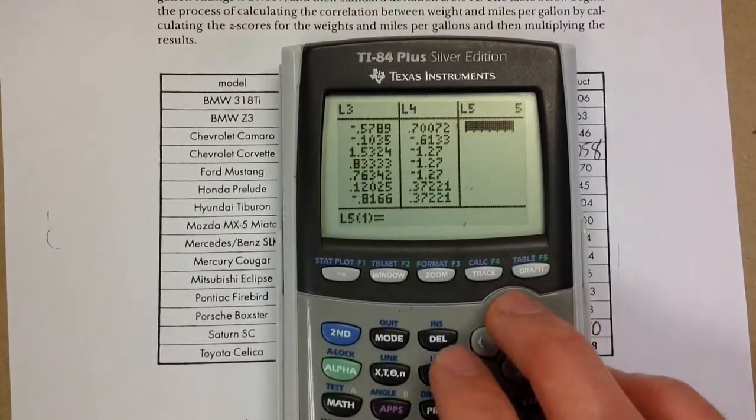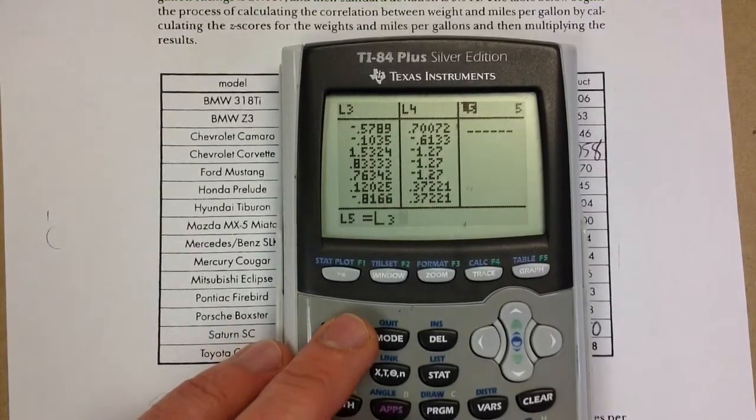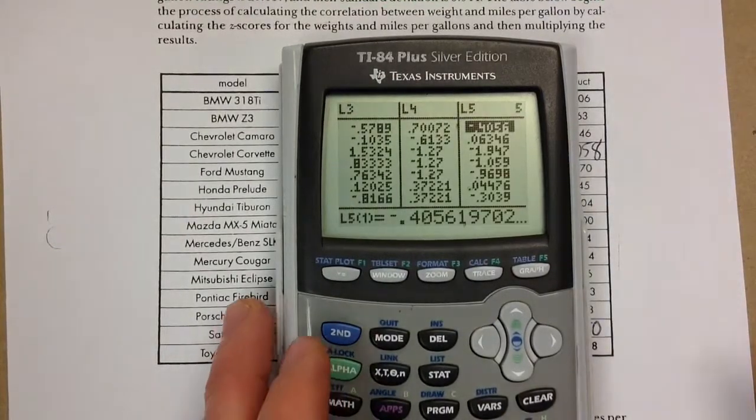And then, finally, I want my z-score products. Tell me what to type in L5. Yep, L3 times L4. Those are the z-score products.